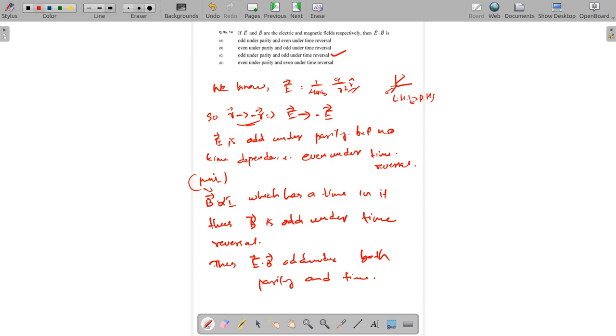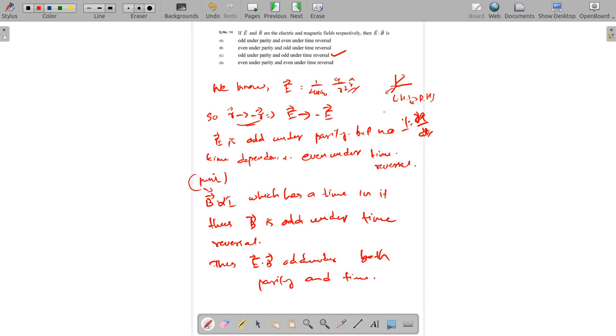Current is defined as the rate of change of charge, so there is a time dependence here. If you switch your time to minus t, your current switches; it's minus I now. So B is odd under time reversal, but there is no change under parity. The magnetic field does not change under the parity operation. It's even under parity.